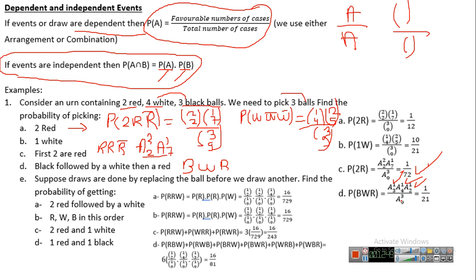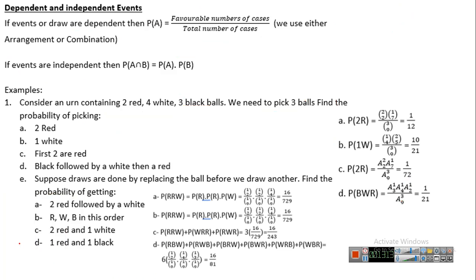So here in this example in A, B, C, D, these are called dependent because I'm drawing without replacement. So that's why either you do it combination over total if order is not important, like in part A and part B, and if order is important, like in part C and D, we do it arrangement over total arrangement. Let us go to the case when we have independent, like here.